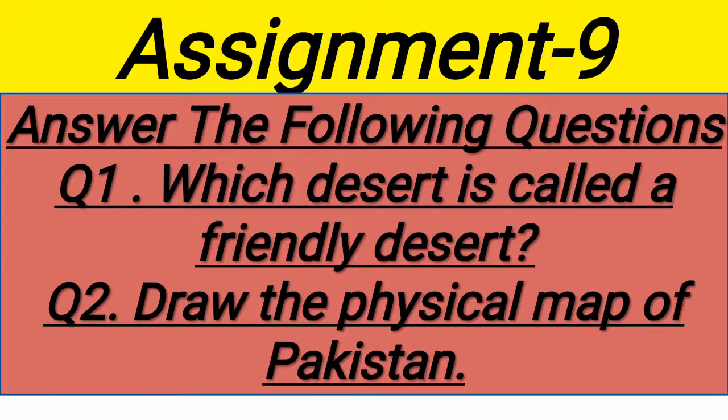For example, if I draw the map of my room, I will highlight the physical features of this room, which are one table, heater, LED, cupboard, couch, table, carpet. All of these are the physical features of my room. So when I draw the map of this room, I will definitely draw these as well. So as per your assignment, you have to draw the physical map of Pakistan. It means you have to highlight the physical features of Pakistan. Okay guys, that's all from today's lecture.